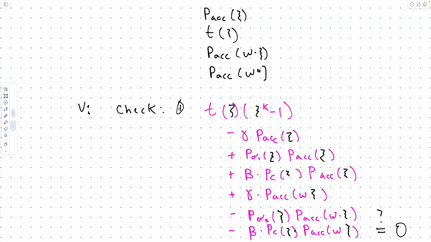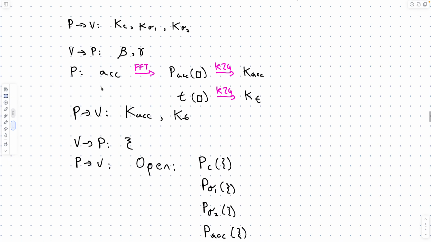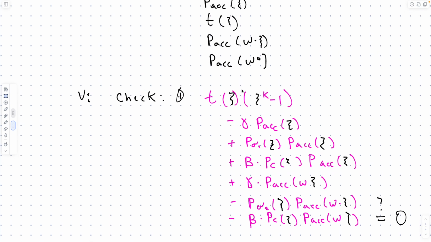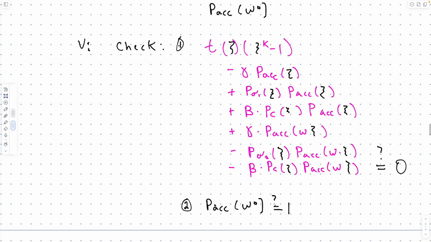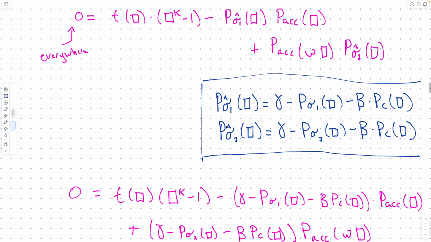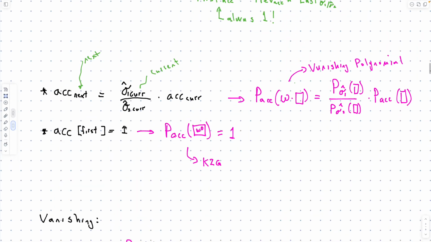And so there's no expression here that they don't have, either as an opening, or they just know it because it was, say, a number like gamma beta that they chose themselves. So they can fill in every term here with actual numbers. And when they fill it in with actual numbers, they'll check whether this whole relationship equals 0. And then they'll also check that whatever was opened here is a 1. And that proves that the accumulator started at the value 1.